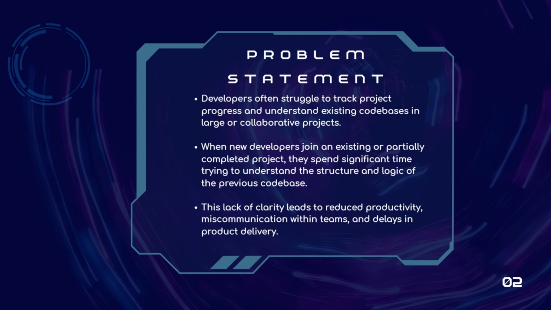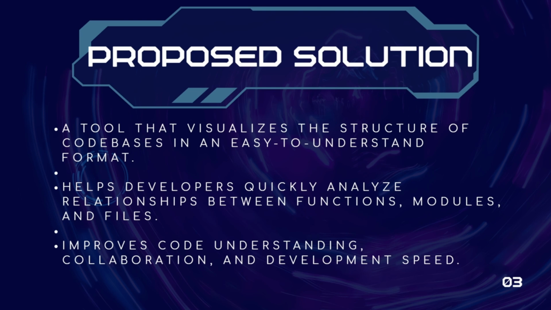Understanding large code bases takes a lot of time and effort, and it can lead to miscommunication within teams and delays in product delivery. Our solution to this problem is Code2Flow AI. With Code2Flow AI, developers can instantly convert complex code into clear visual diagrams such as flowcharts, architecture diagrams, sequence diagrams, class diagrams, and call graphs.